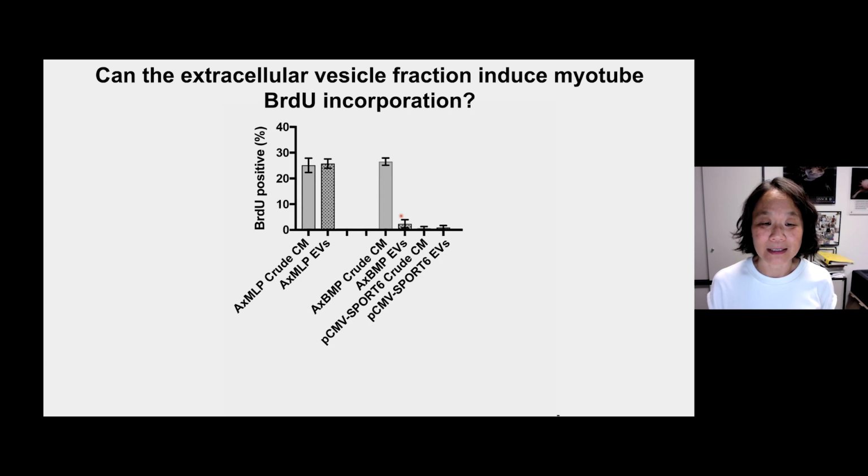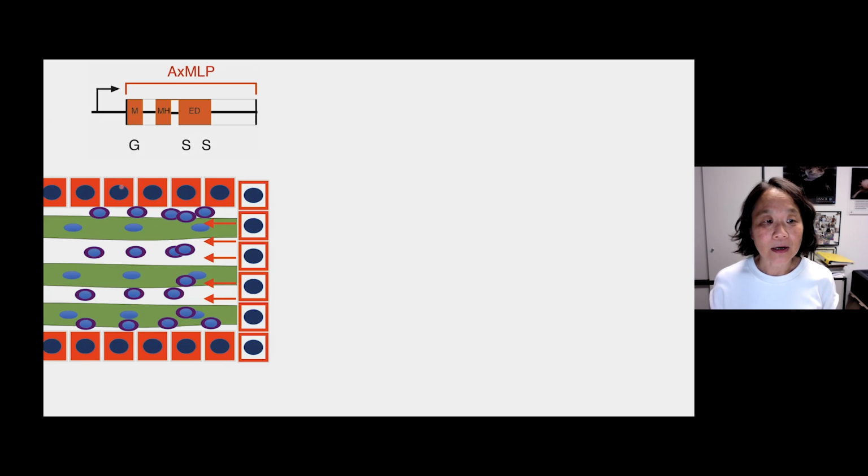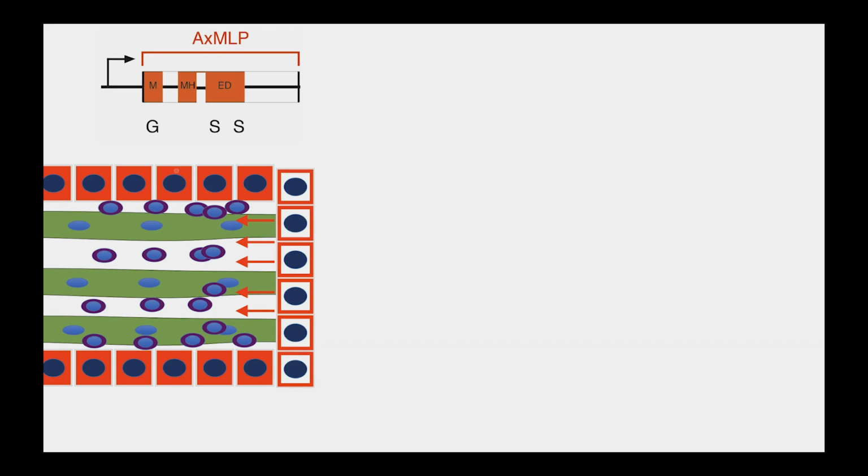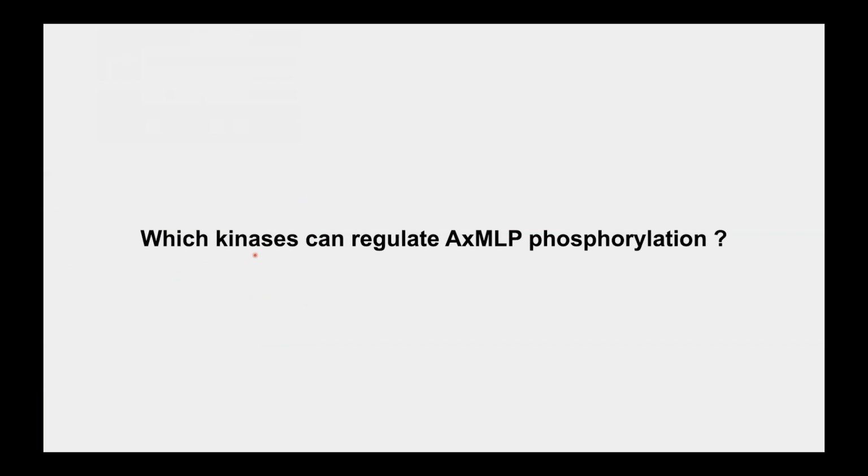Our model then is that in the animal, the MLP is sitting in the cytoplasm in the mature epidermis. Then when you amputate the limb, there must be some change in the kinase spectrum or activities in the wound epidermis that cause MLP to be dephosphorylated and then released to stimulate underlying cells to start dividing.